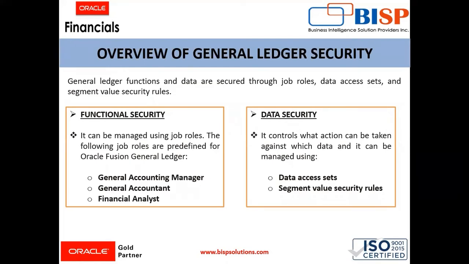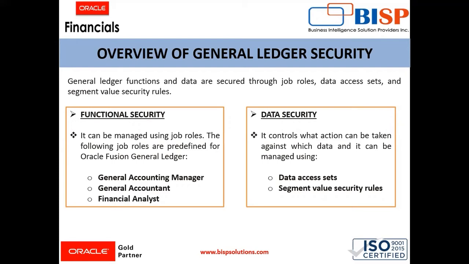The security can be of two types: functional security and data security. For functional security, we manage this using the job roles, and there are a few predefined job roles like general accounting manager, general accountant, financial analyst, which we assign to a user. So only those users can access our general ledger in the Oracle Fusion financial applications.